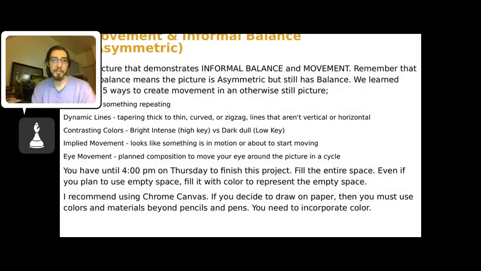So your project is to create movement and informal balance in a single picture. So we already talked about informal balance yesterday, asymmetry with similar visual weight. Remember, two ways to do that. Either have them be the same visual weight or have something large in the center and something small towards the edge. So you guys are going to draw a picture that demonstrates informal balance and movement. We talked about movement today. So you have those 5 ways of creating movement, which I've summarized right here: repetition, dynamic lines, contrasting colors, implied movement, and eye movement.